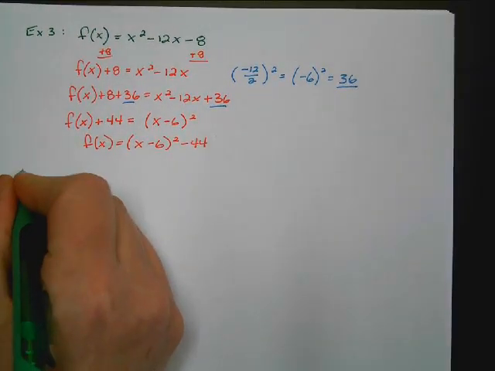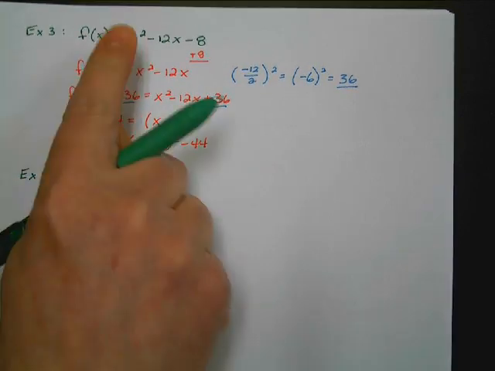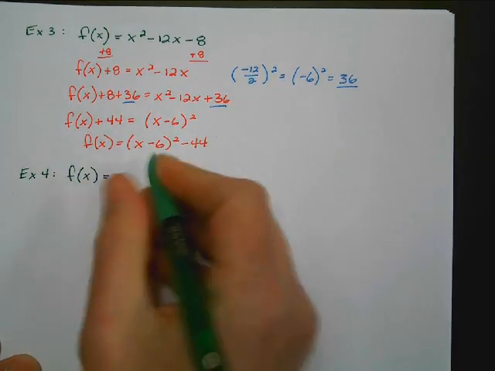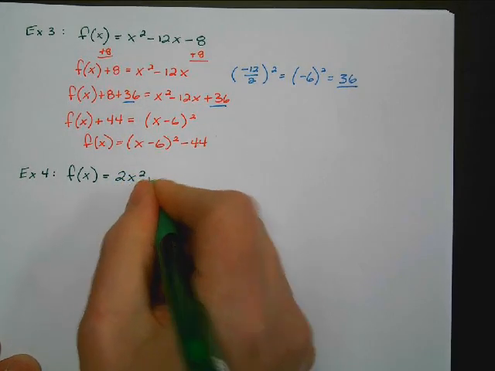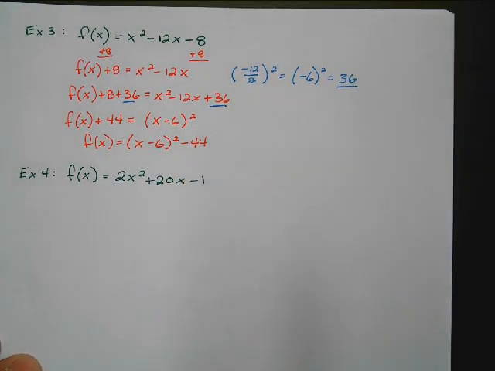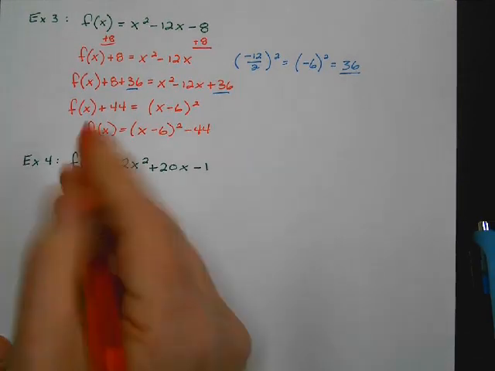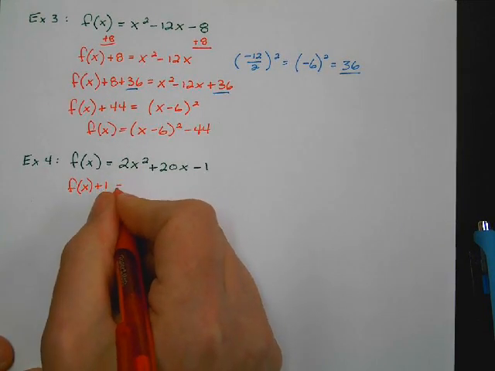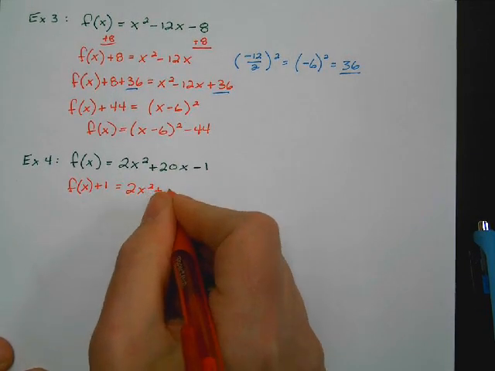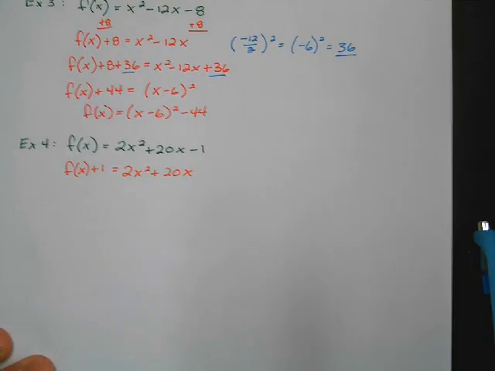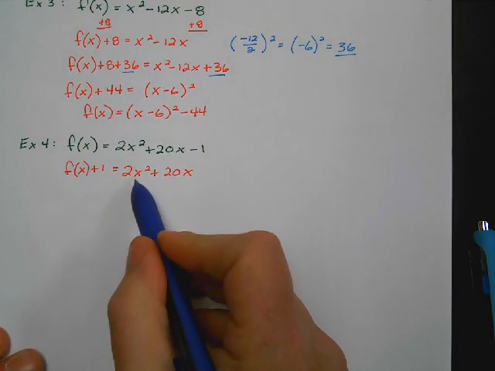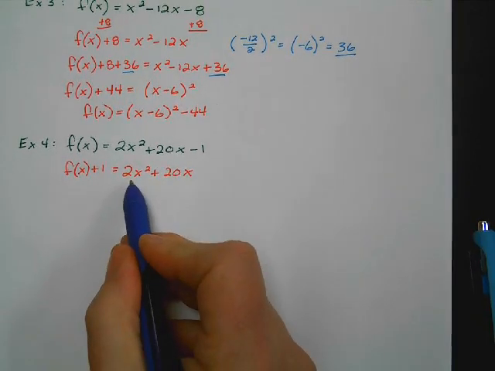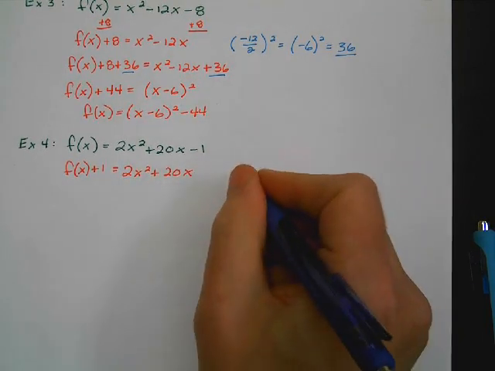So now we're going to do some problems that are a little bit harder. What if we had an a value? So there's a number in front of x squared. f of x equals 2x squared plus 20x minus 1. First step is the same. We're going to add 1 to both sides. So I'm going to do f of x plus 1, because I add 1 to both sides, equals 2x squared plus 20x. All right, I need a new step here because all the other things that I've done have not had an a value. They've only had an a value of 1. Now I have an a value of 2. What we're going to do is we're going to factor out this 2. So we're going to factor out the a value.